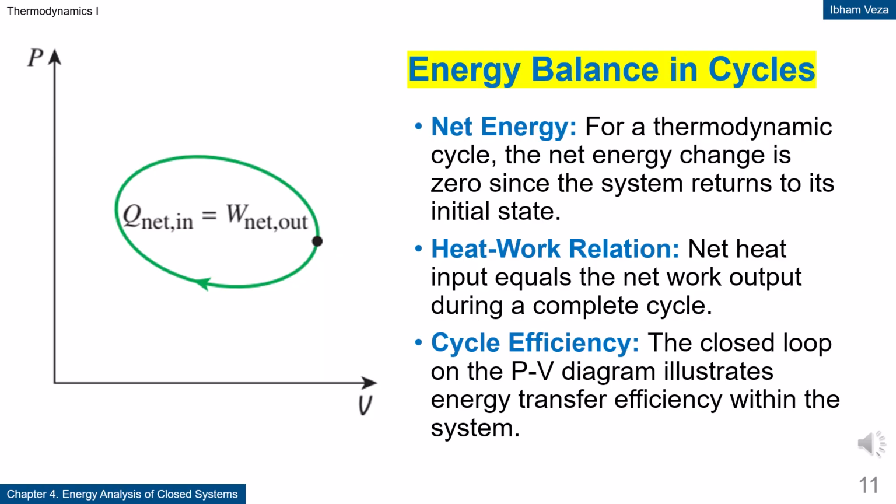Energy balance in cycles. In a thermodynamic cycle, the system returns to its initial state, so the net change in total energy is zero. As a consequence, the net heat input must be equal to the net work output. This relation represents the simplest form of the first law for cyclic systems. The closed loop on the PV diagram visually illustrates this energy exchange. This concept is the basis for understanding how heat engines and refrigeration machines work.